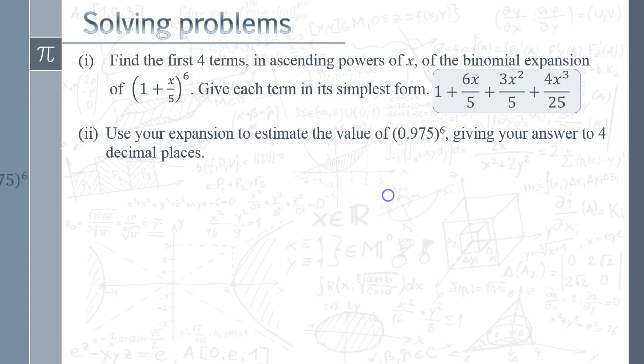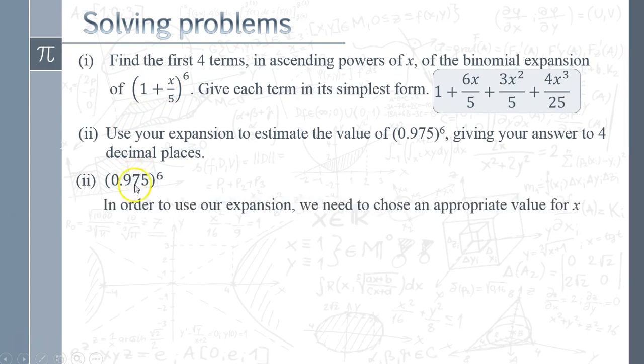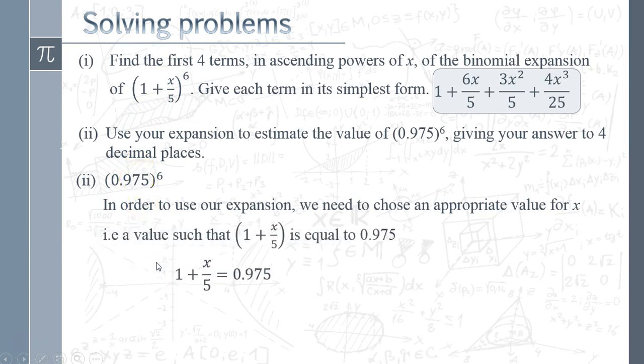If I'm going to use my expansion to get an approximation for 0.975 to the power 6, what I need to do is say, well, if I look at this thing here, that 1 plus x over 5, I need to choose an appropriate value of x such that the expression 1 plus x over 5 becomes 0.975. So I need that thing there to be the same as that. So I'm going to write down an equation. 1 plus x over 5, I need it to be 0.975. And now I can calculate what value of x is going to make that happen for me.